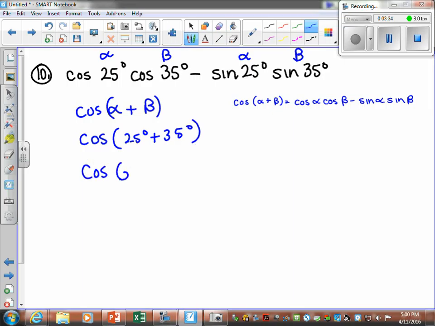which is going to be cosine of 60 degrees. Go to your unit circle while I'm fixing this. What is the cosine at 60 degrees? 1/2. Good job.